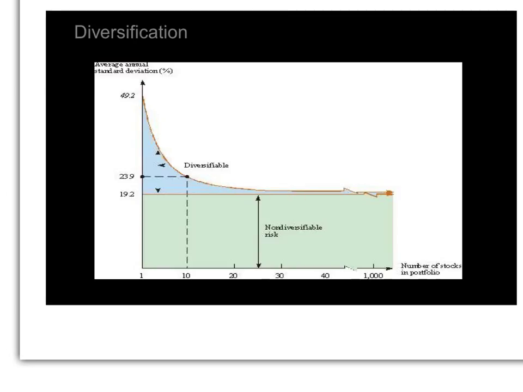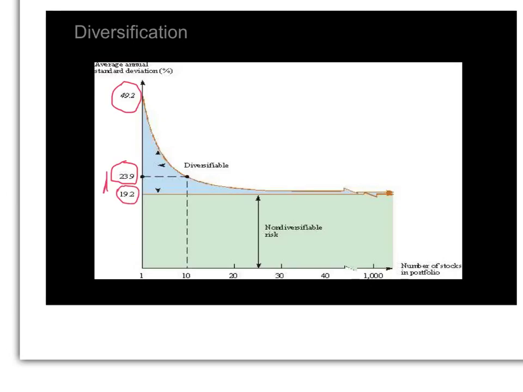If you have just one stock in your portfolio, the annual standard deviation is about 49%. If you move from one stock to 10 stocks in your portfolio, it drops by more than half to about 24%. Moving from 10 securities to 30 securities further reduces the standard deviation, but the decline is not as significant.